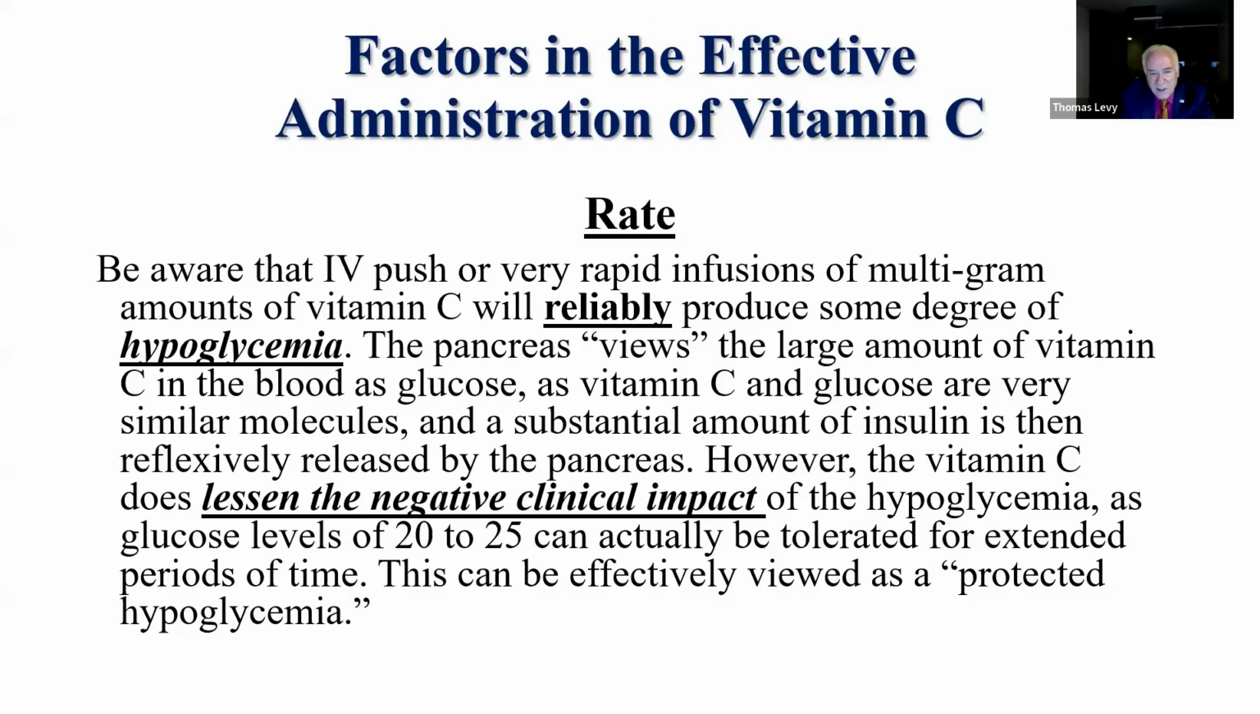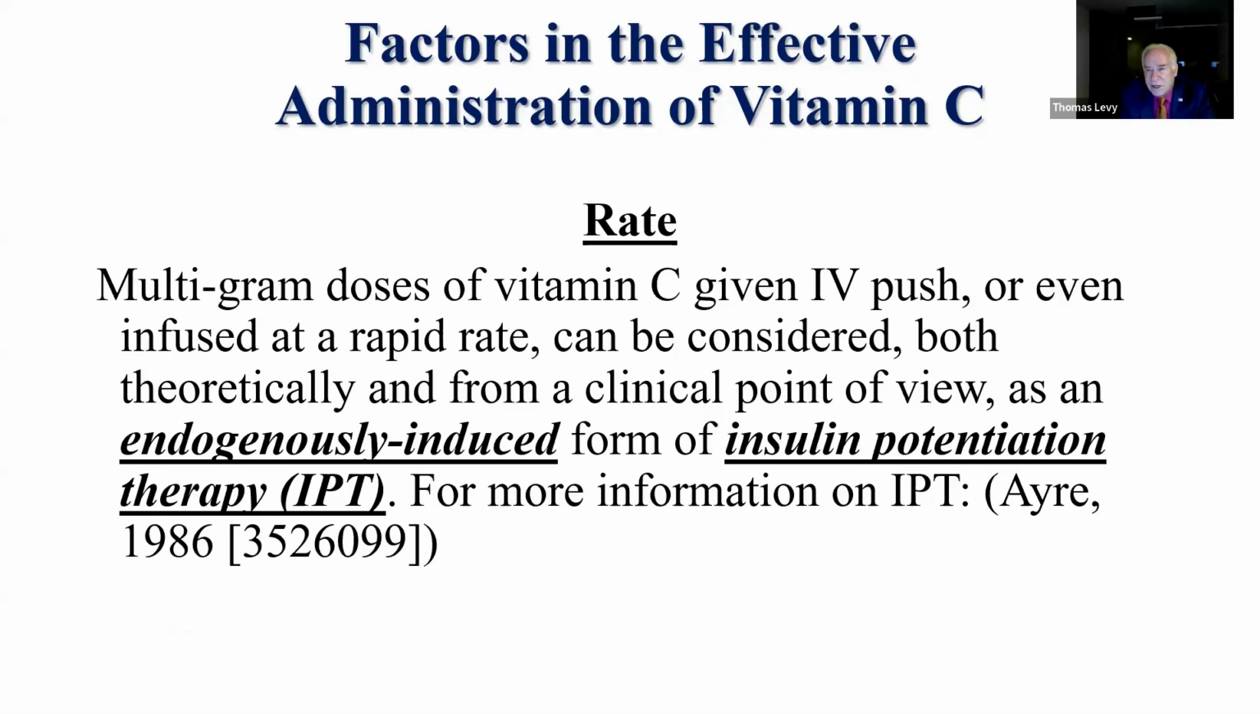And this is important because they have something called insulin potentiation therapy, where they deliberately give insulin to drop the blood sugar so that things like chemotherapy, which I'm not in favor of particularly, and other nutrients can get inside the cells more easily, more readily. And at least in the case of chemotherapy, you give a lower dose because it's not needed. Well, giving vitamin C very rapidly gives you an endogenously induced form of insulin potentiation therapy, and you can get the blood sugars quite low.